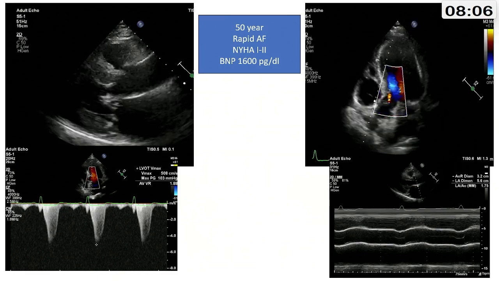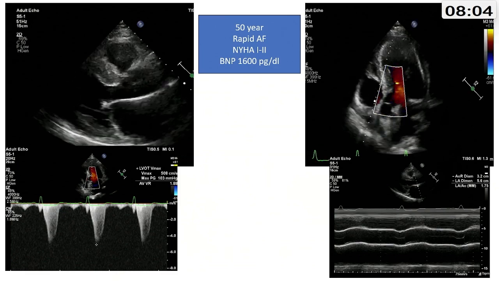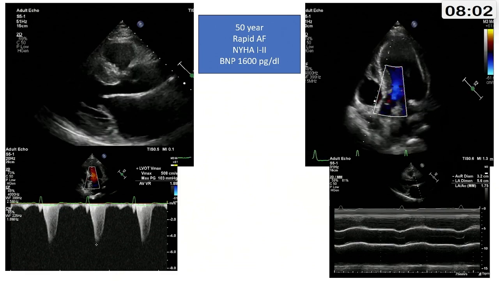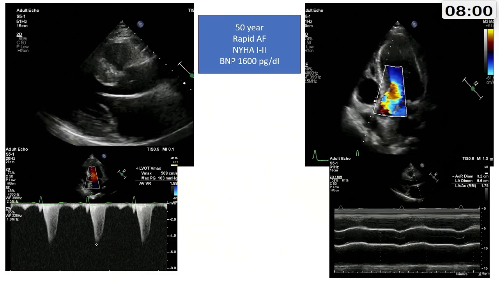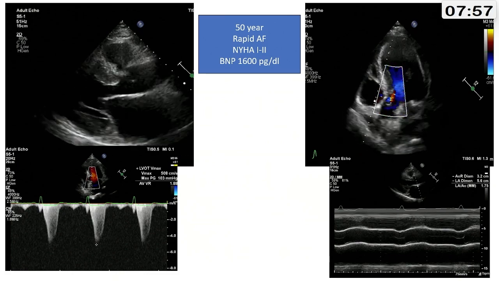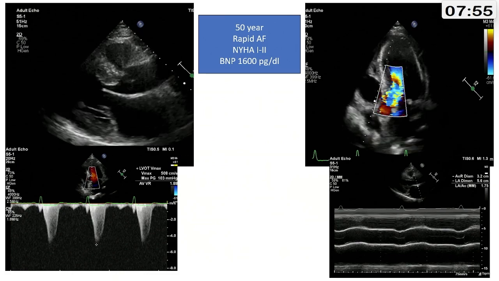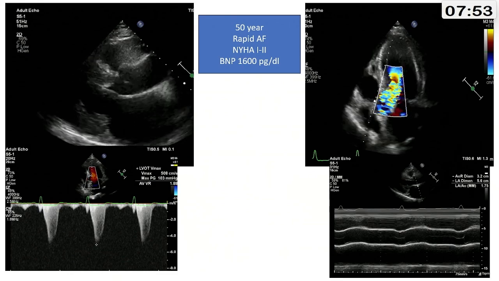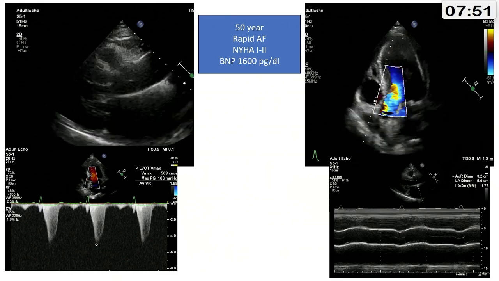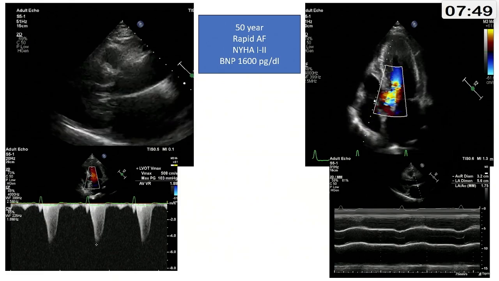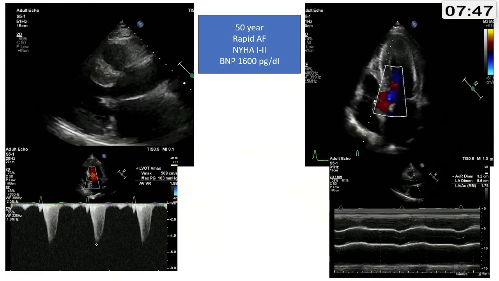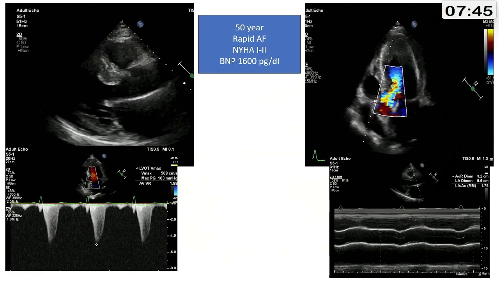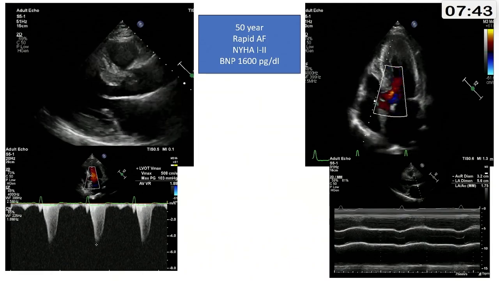Like this patient, a 50-year-old male presented with rapid atrial fibrillation, diagnosed as hypertrophic cardiomyopathy, and after restoring sinus rhythm, he has dyspnea NYHA 1 to 2, with a BNP of 1,600 picograms per deciliter, with a resting LVOT gradient, as we can see here, of about 100 millimeters of mercury at rest.